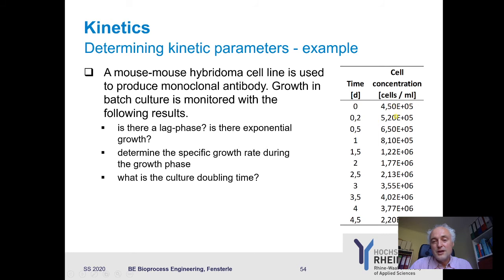Here we have cells per ml, which is not biomass, but this doesn't really matter. The question is: is there a lag phase? Is it exponential growth? And we should determine the specific growth rate during the exponential growth phase. And what is the culture doubling time? Well, this is straightforward. And of course, what we do to solve that is also very straightforward.